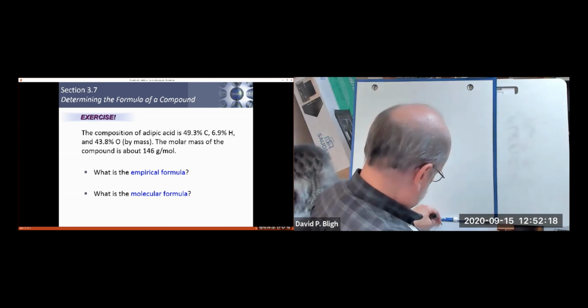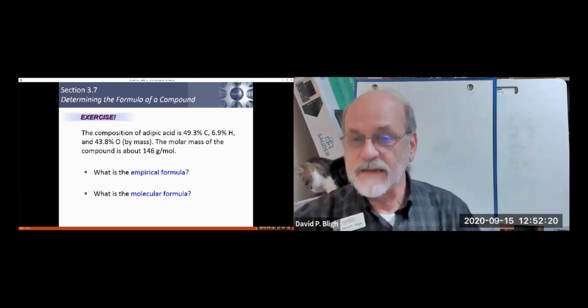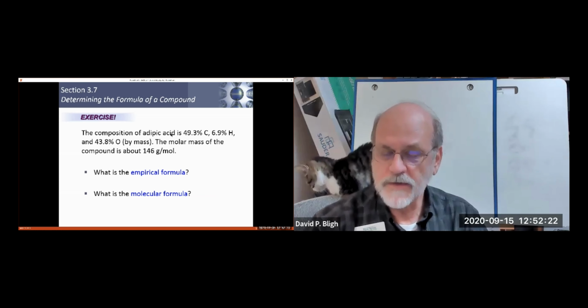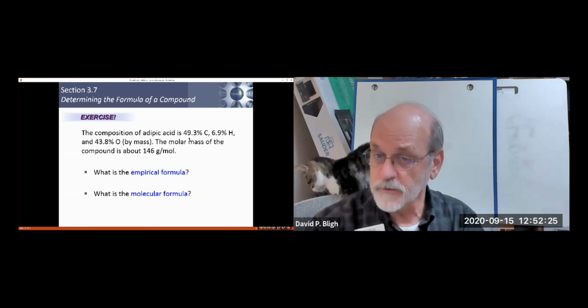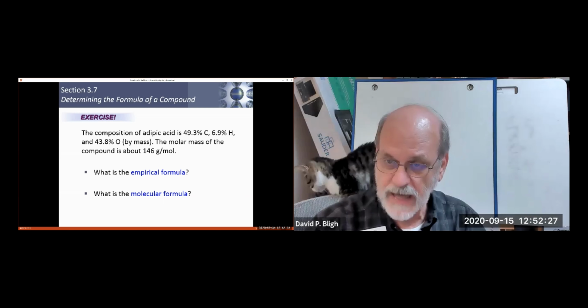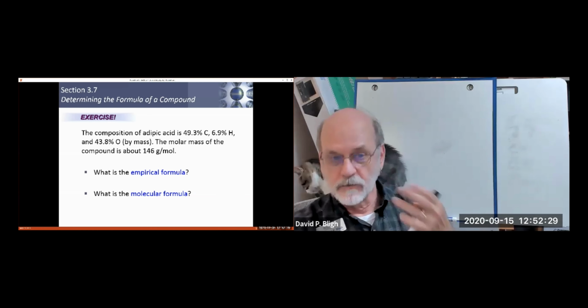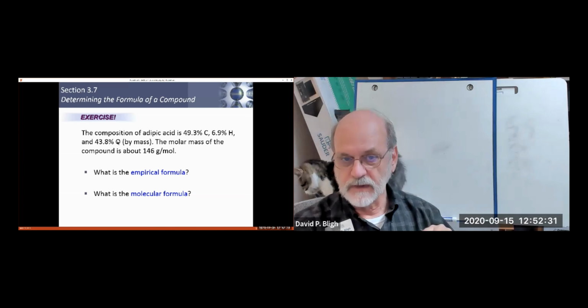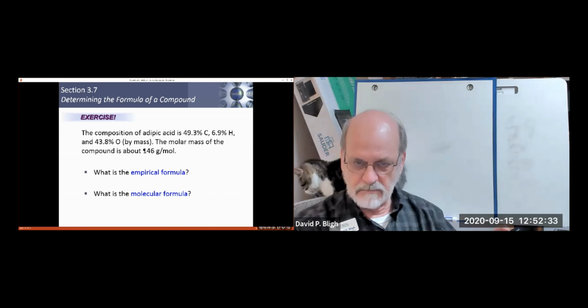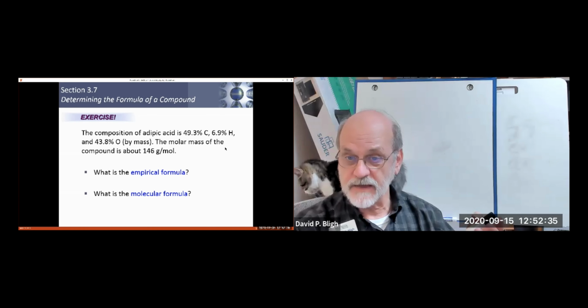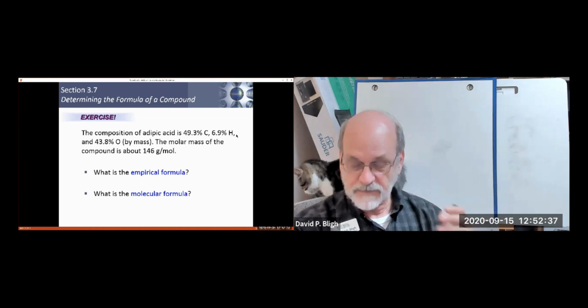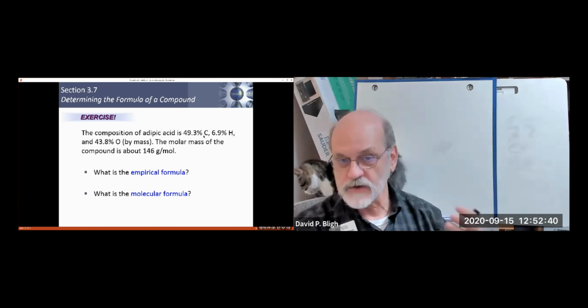And we get this information. We know that the sample is composed of 49.3% carbon, 6.9% hydrogen, and 43.8% oxygen. And you can satisfy yourself that these are the only components by just adding those up, and it should be very close to 100%.